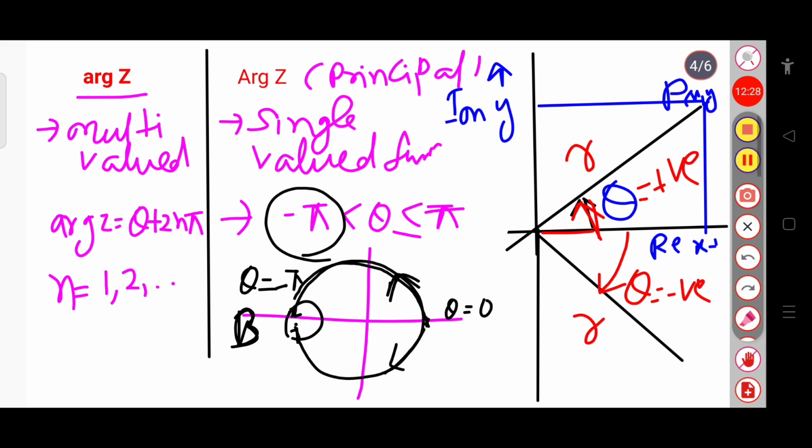If this is theta equal to pi in this direction, then we are considering minus pi and pi twice. So whether you consider minus pi or plus pi, you must take any one of them, so that 1 is included here.